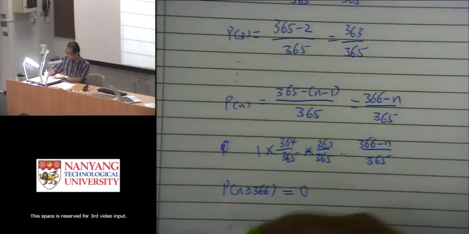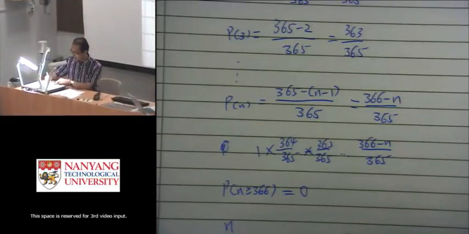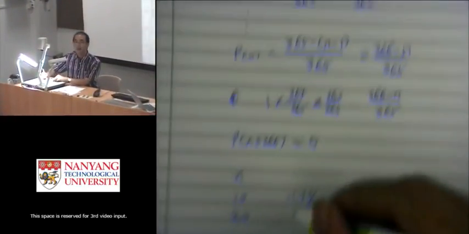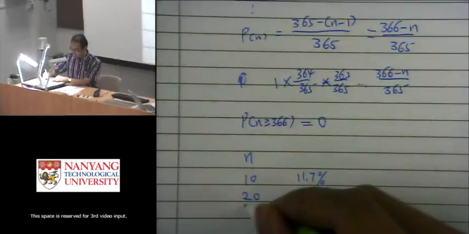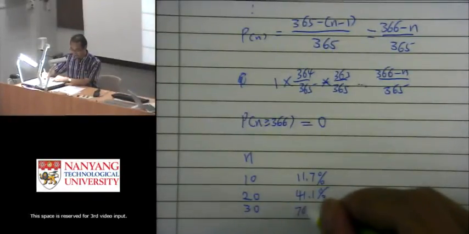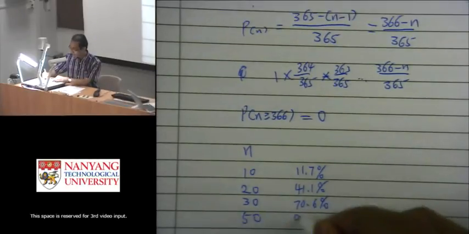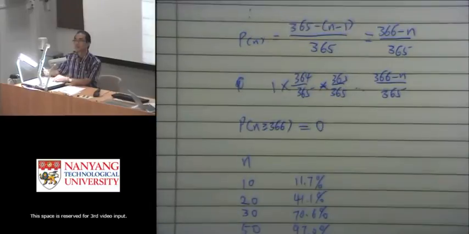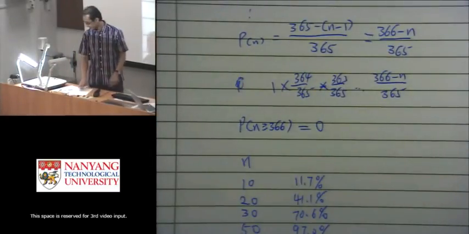Then we plug in. When n equals 10, we get 11.7 percent. When n equals 20, it's 41.1. When n equals 30, it's 70.6. And when it's 50, it's 97. I know you guys still don't believe me.